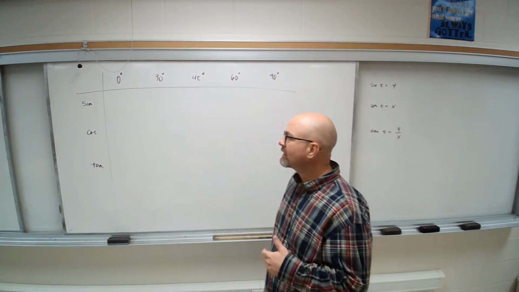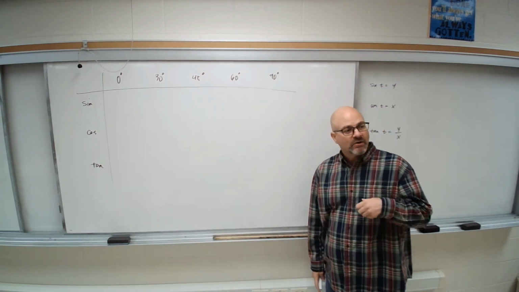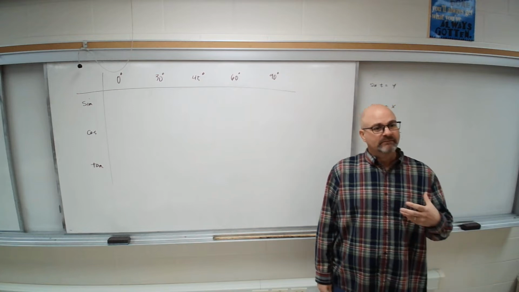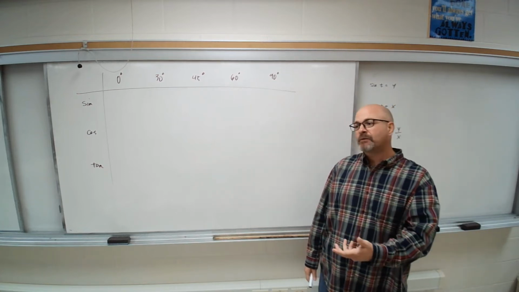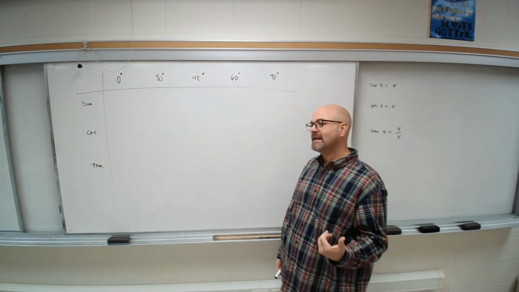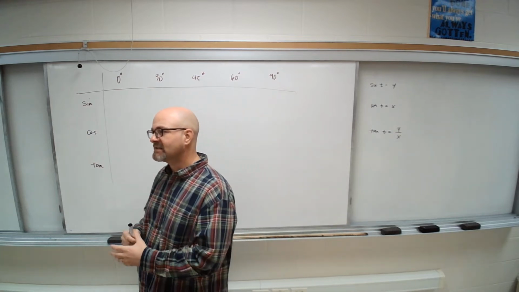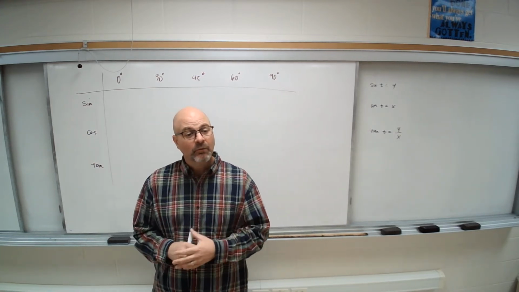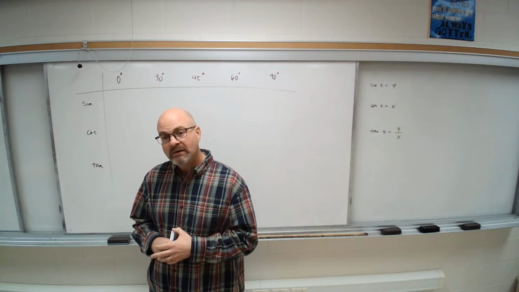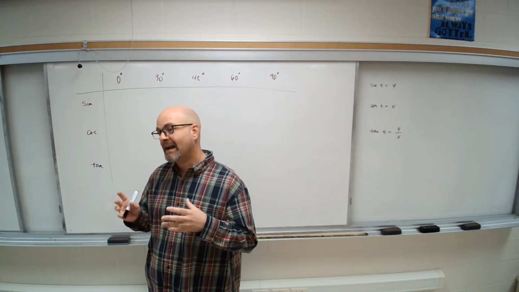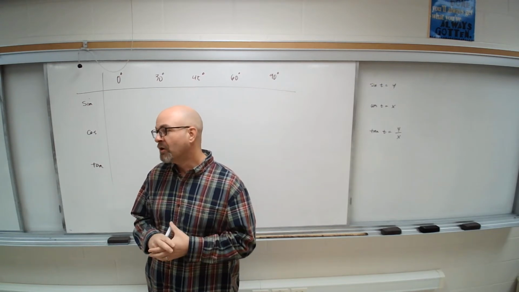Okay, so today we're going to look at finding trig ratios for different angle measures, right? We talked yesterday about how angles are positive if they go counterclockwise and negative if they go clockwise and all that different stuff. And some other words we talked about were coterminal, right? If two angles in standard position have the same terminal side, they're coterminal.